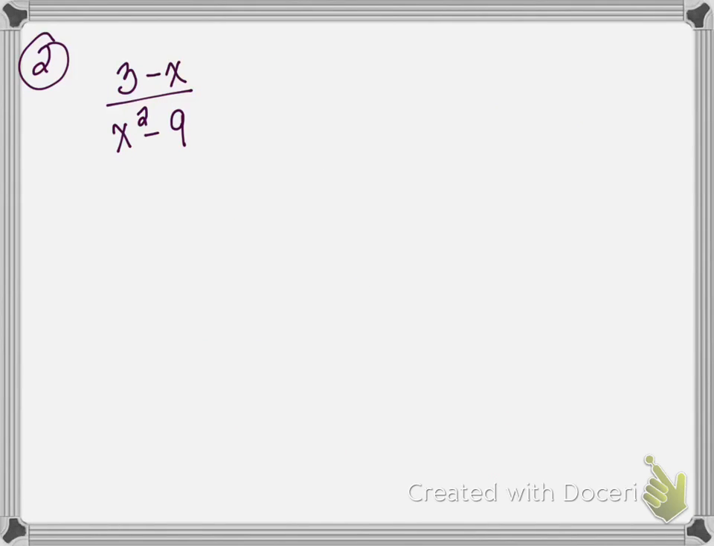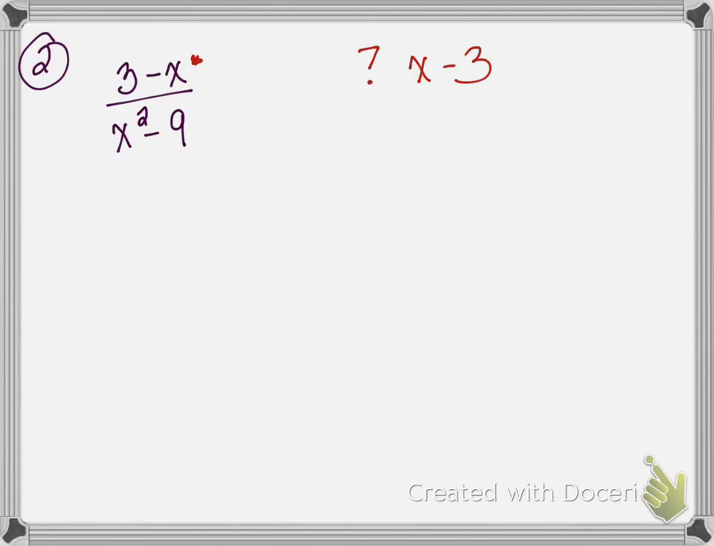Okay, here we go. 3 minus x over x squared minus 9. You're probably looking at that 3 minus x and you're thinking, that looks a little weird. So anytime you see something that looks a little weird, kind of put a star by it, keep it in mind that I may have to do something with that because it looks a little different than what I'm used to. Instead of 3 minus x, what are you used to seeing? x minus 3. That's what you're used to seeing.